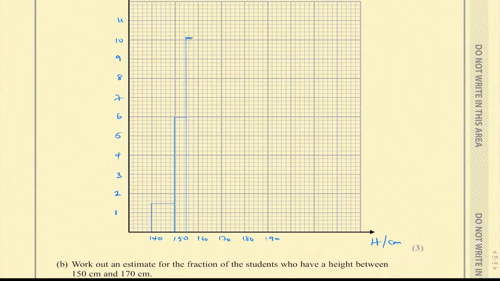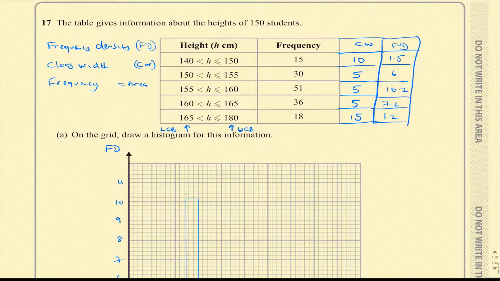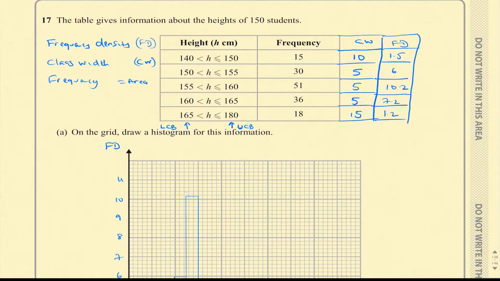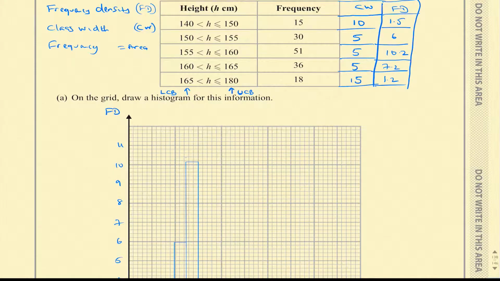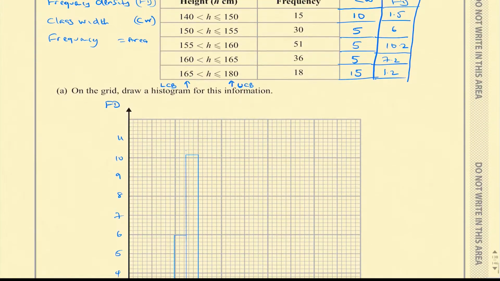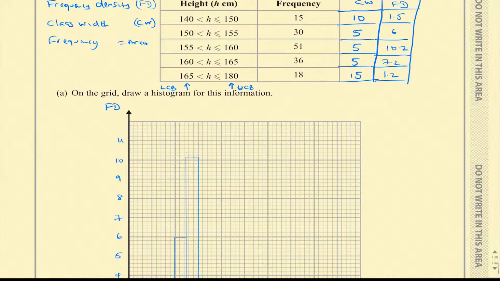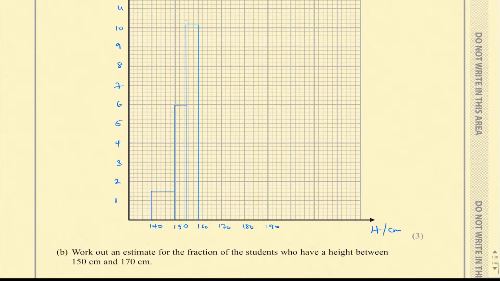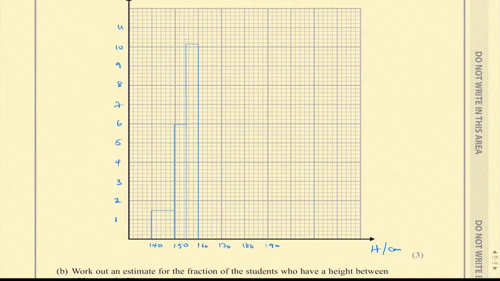And go for 5. There we go. And come down. Right. So next one is 7.2 for 5. So I want to go from 160 to 165. Okay, 7.2.